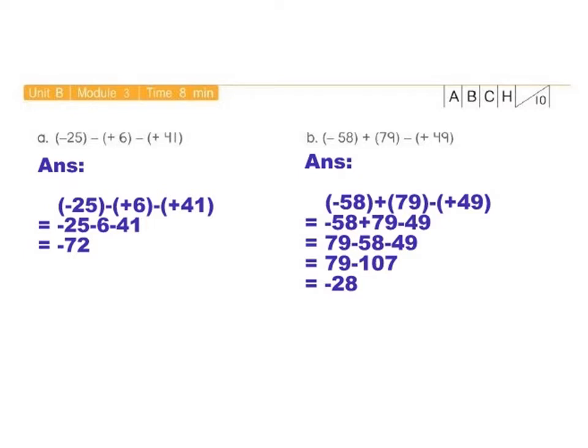In the second question, minus 58 plus 79 minus plus 49. After removal of the brackets, we get minus 58 plus 79 minus 49. After rearrangement, we get 79 minus 58 minus 49. After calculation of the negative integers together, we get 79 minus 107, which makes the final answer to be minus 28.